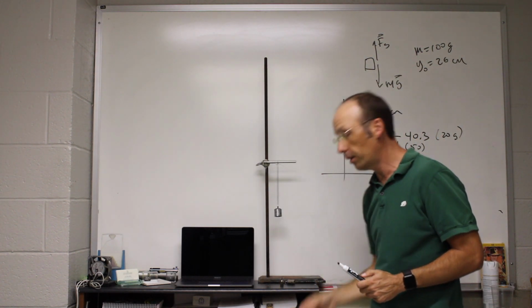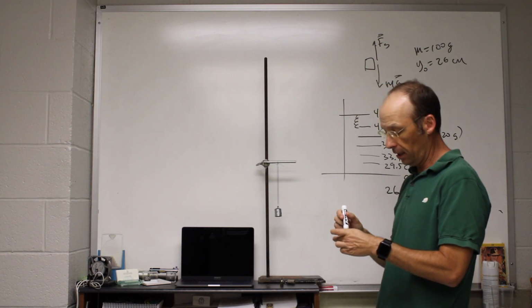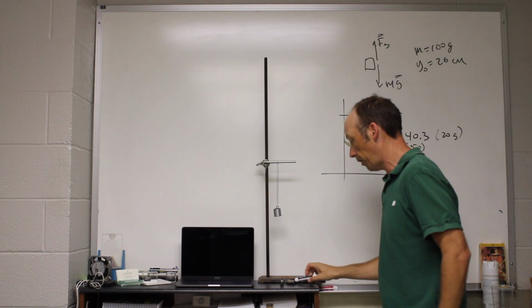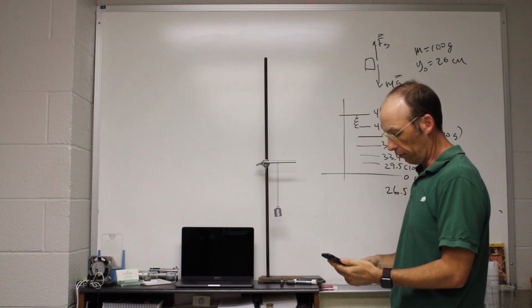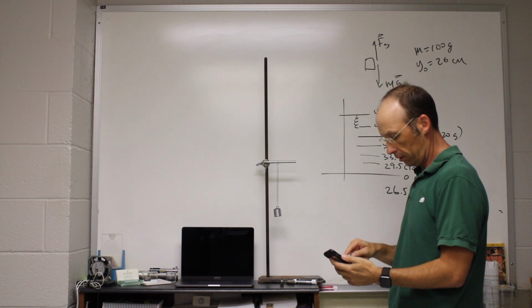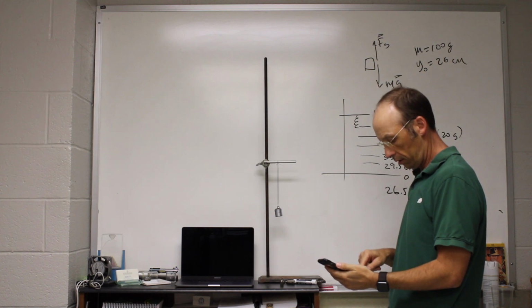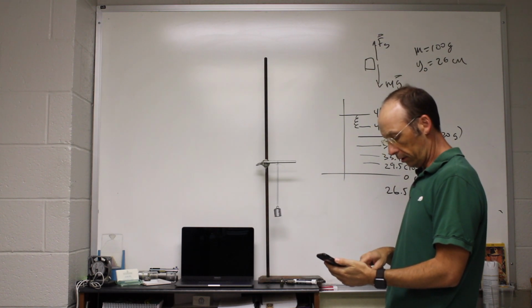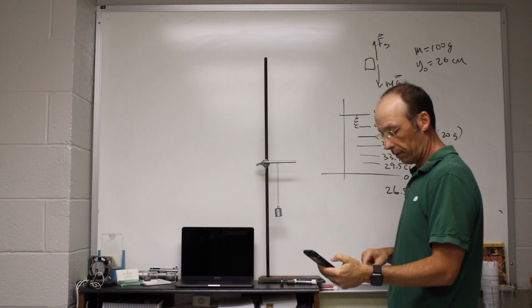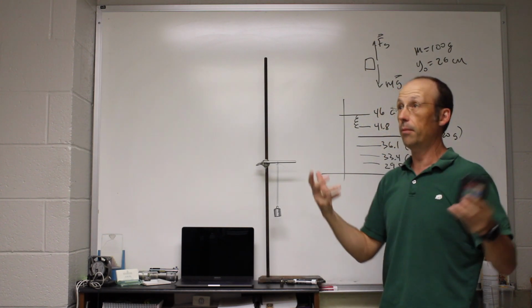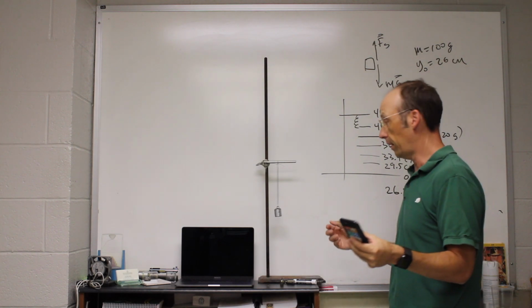Now what I want to do is get the period, how long it takes to oscillate. I'm not going to be right at 27, but I'll be approximate. So I'm going to take my phone and use my stopwatch. There it is. Okay, I'm going to start it. I'm going to time, let's say, 10 oscillations if I can get 10.